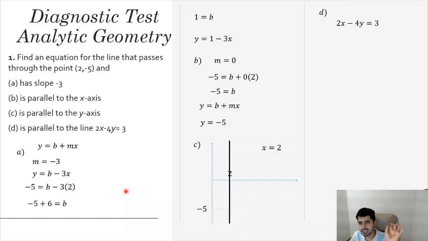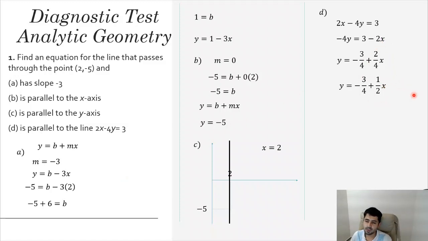Okay, then D, we have a line parallel to the line 2x minus 4y equal to 3. So here we have -4y. I just move 2x to the other side with minus, then I solve for y. Y is equal to -3 over 4 because 4 is multiplying, so it goes to the other side dividing. Remember that it needs to divide each of the two elements. So we have -3 over 4 plus 2 over 4x. Then I simplify 2 over 4, divided by 2, divided by 2, so we have 1 over 2.